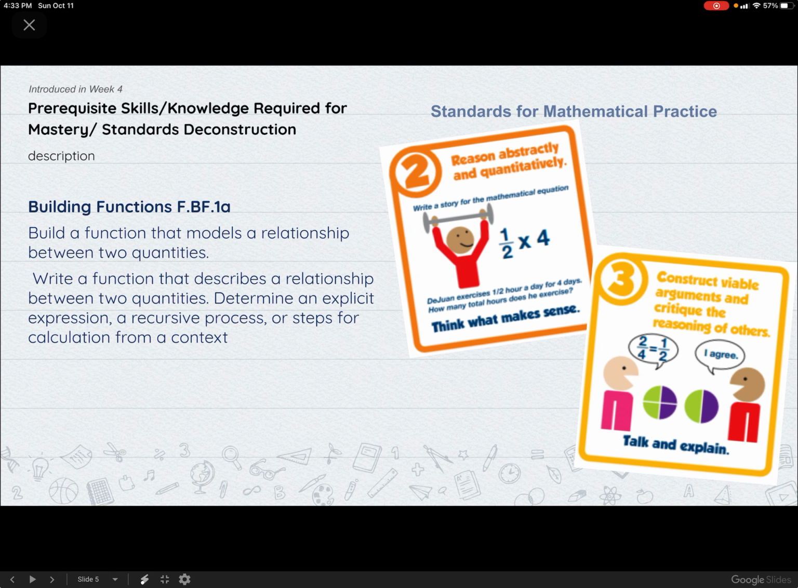So talk and explain. So I had students go on to their breakout rooms and discuss task 1, task 2, and finally task 3. They were able to get into mathematical discourse in this way.